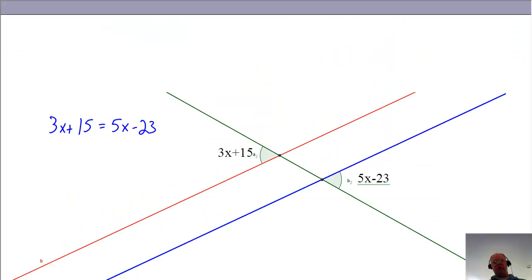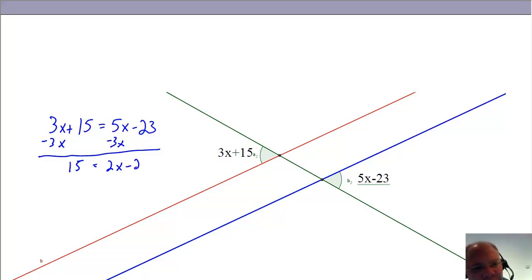Check your equation and see if it matches mine. I have 3x plus 15 is equal to 5x minus 23. Now my goal is to figure out what x is. I'm going to get my x's together and my constants together. So I'm going to subtract 3x from both sides. Therefore I have 15 is equal to 2x minus 23. And then I'm going to add 23 to both sides.